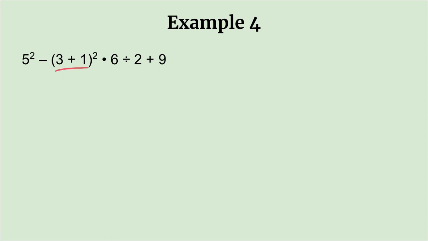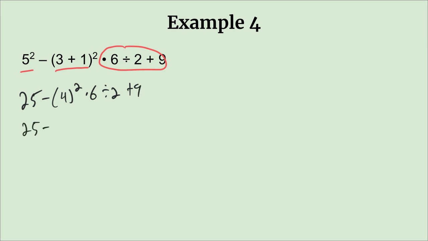So we've got a set of parentheses. Like I said before, we can also do this exponent because it's not going to affect the parentheses or any other order. I would leave the last part here. I wouldn't do that yet until we have simplified these other parts. So we've got 25 minus 3 plus 1 is 4 squared times 6 divided by 2 plus 9. 25 minus 16 times 6 divided by 2 plus 9.